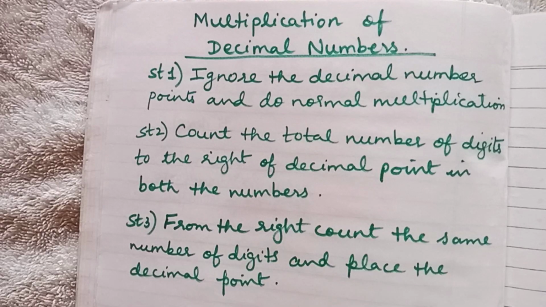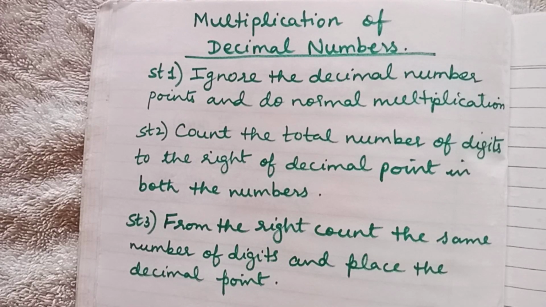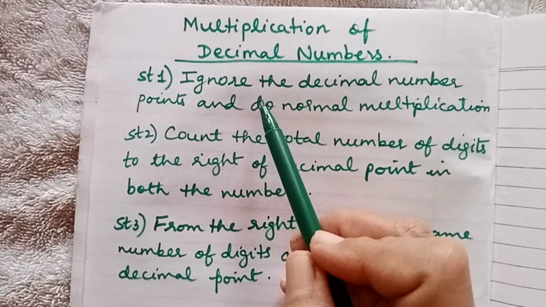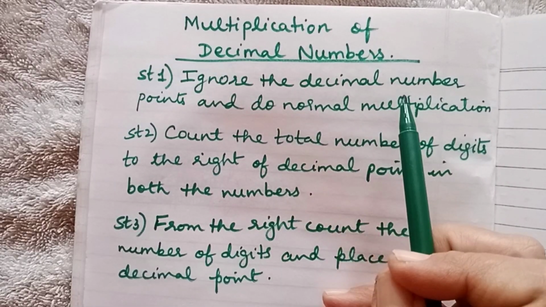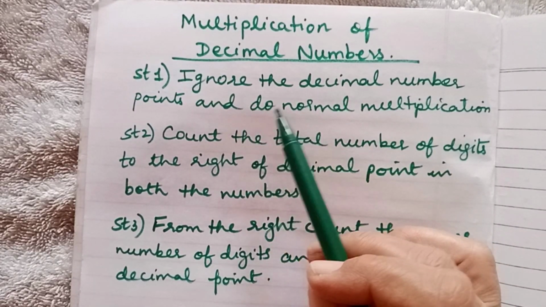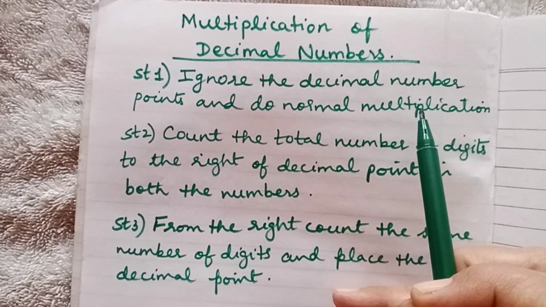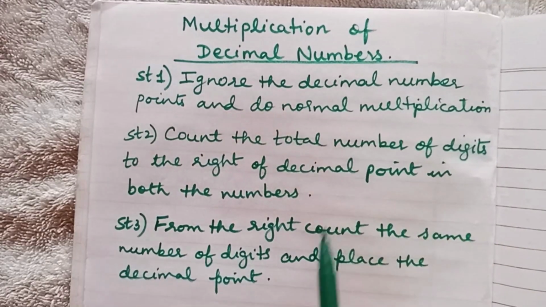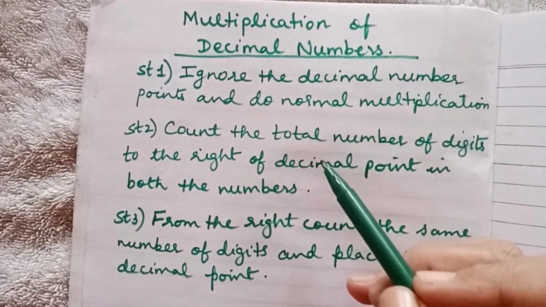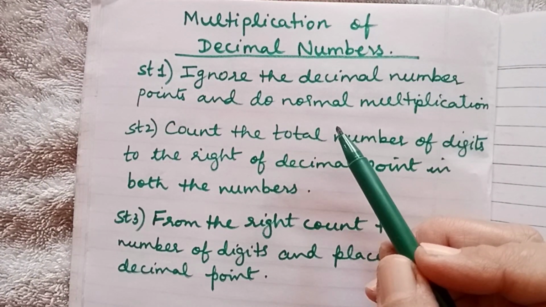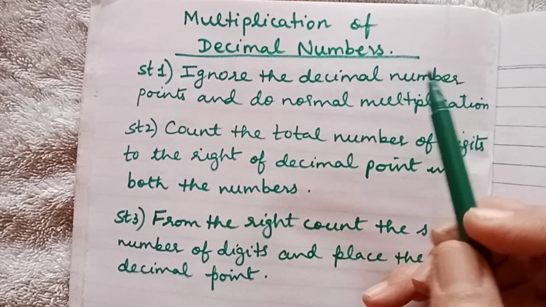Today in this video we will learn multiplication of decimal numbers. So let us see the steps which we have to follow. Step number 1 is, first we have to ignore the decimal points and do the normal multiplication. So first we will do normal multiplication of both the numbers without any decimal point.